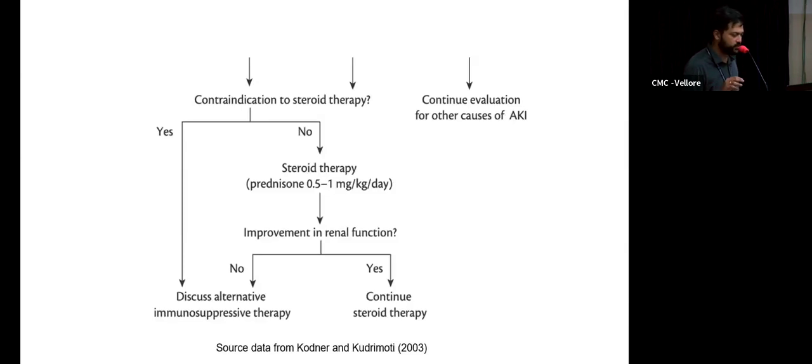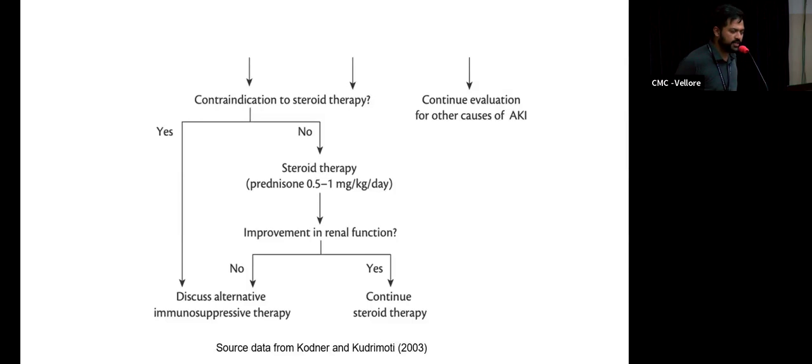So if the patient is having a proven case of AIN, and there is no contraindication to start steroids, the usual recommendation is to give prednisolone 0.5 to 1 mg per kg. Usually we give it for around 2 weeks upfront at the same dose, and then slowly taper over 6 weeks. And then we see if renal function improves or not.